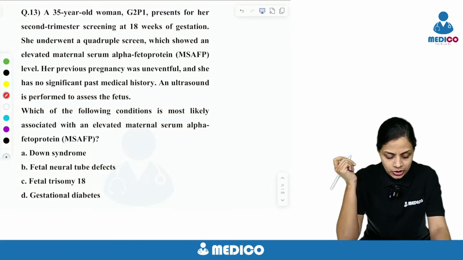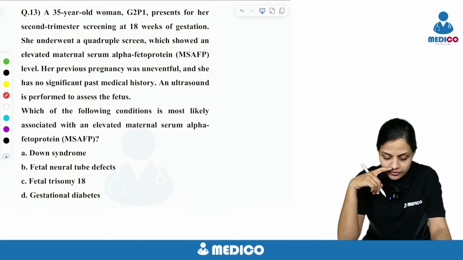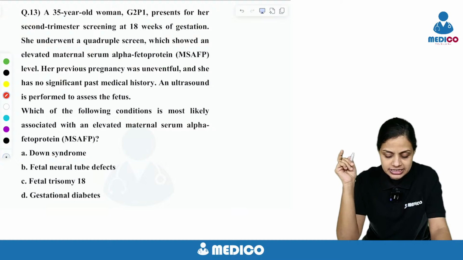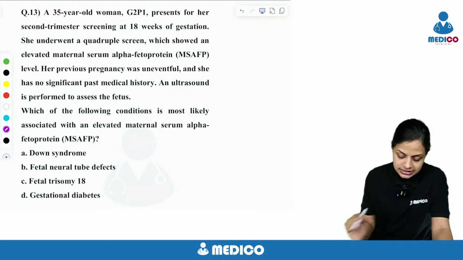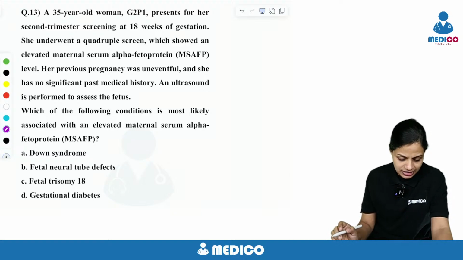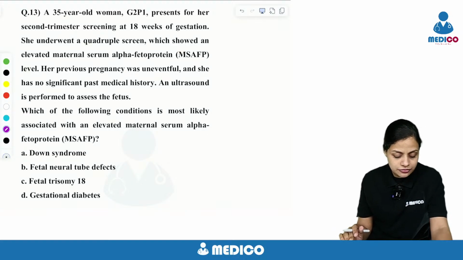Next question. We have a 35-year-old woman, G2P1, who presents for her second trimester screening at 18 weeks. She underwent a quadruple screen which showed an elevated maternal serum alpha fetoprotein level. Her previous pregnancy was uneventful and she has no significant past medical history.